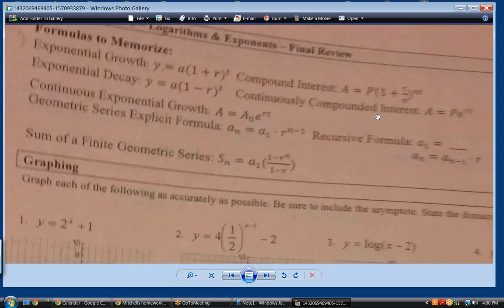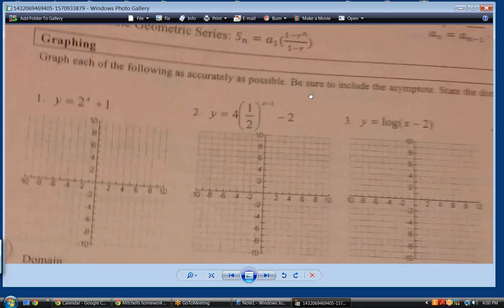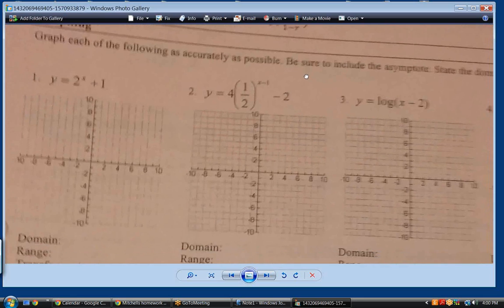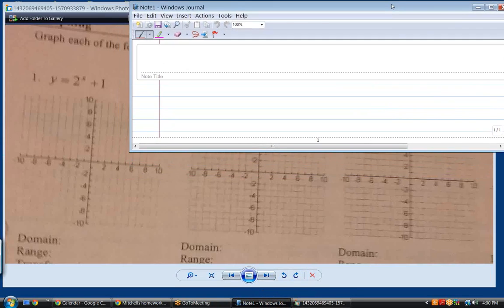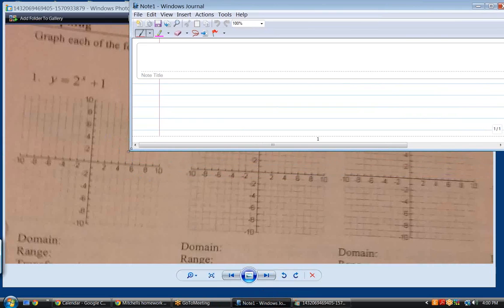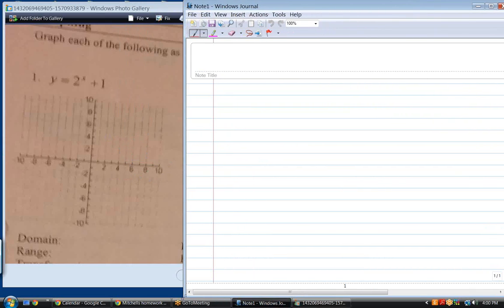All right, so here's all the formulas for you to memorize. All right, let's see if we can pull off this graphing by remote, which isn't terribly easy to do, but you can describe to me how I would graph this.